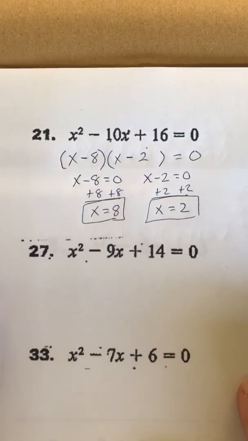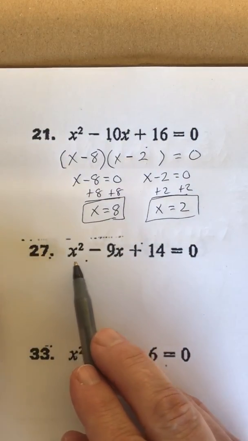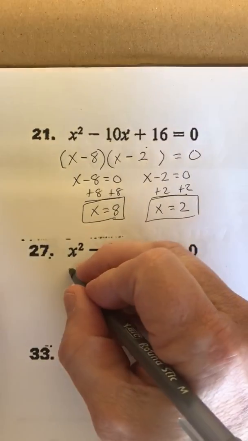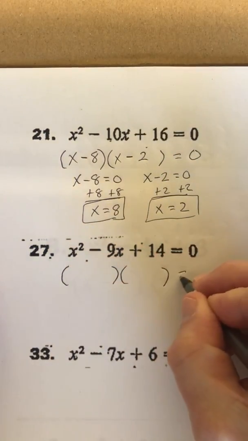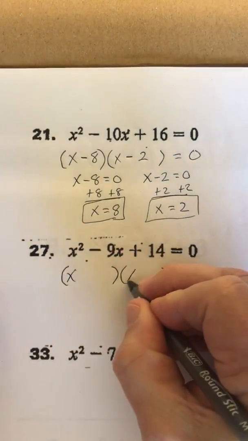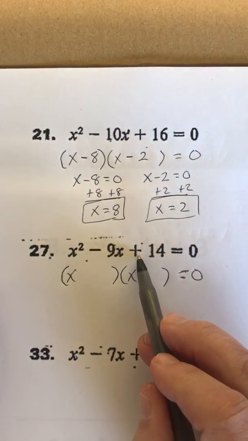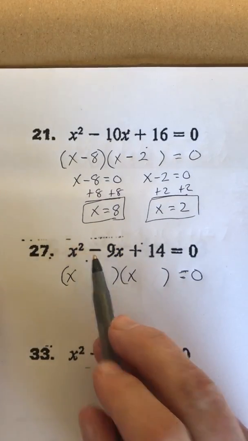All right, number 27. Again, no leading coefficient. So it should be easy for us to factor, right? We go 2 sets of parentheses. It's already equal to 0 too, so we don't have to move anything. We put our x's in the front. Last sign's a plus sign, so again, our signs are the same, and they're both going to be negative because the middle sign's negative.